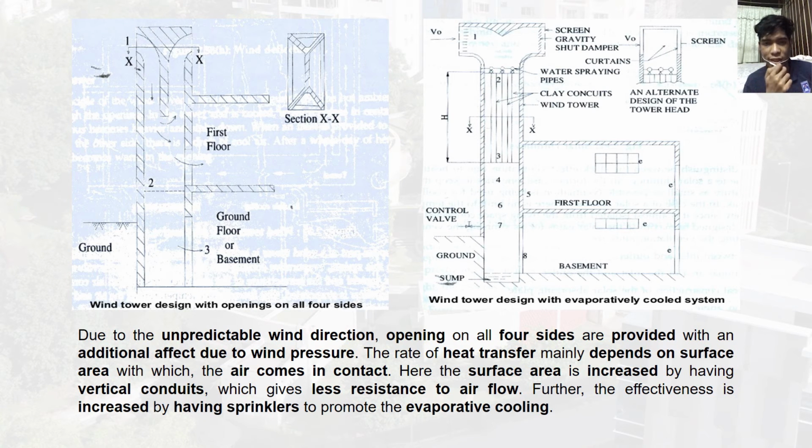due to wind pressure. The rate of heat transfer mainly depends on the surface area with which the air comes in contact. Here the surface area is increased by having vertical conduit, which gives less resistance to airflow. Further, the effectiveness is increased by having sprinklers to promote evaporative cooling.